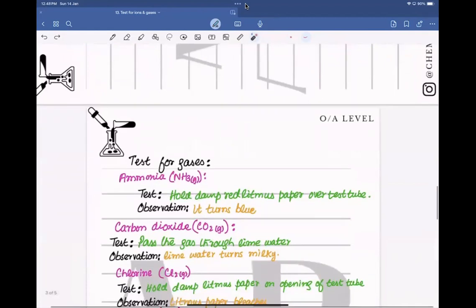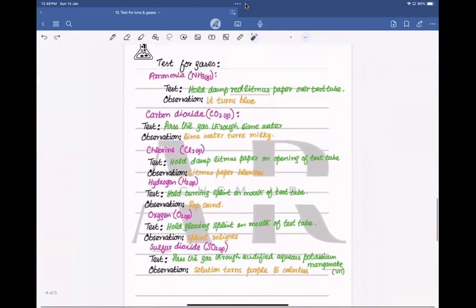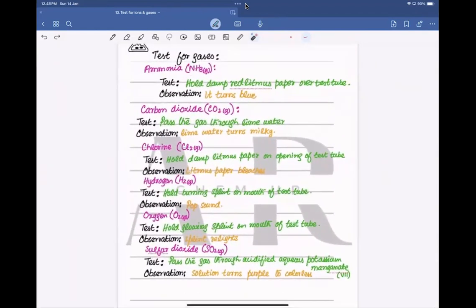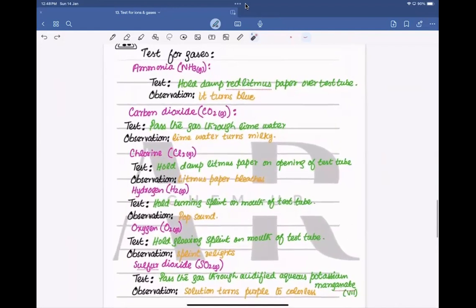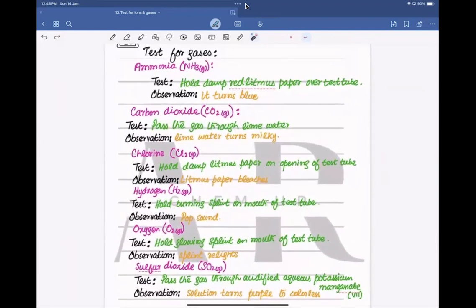Now, these are the tests for gases over here. You have to remember all of these tests. When we have to test for ammonia, we will hold damp red litmus paper over the mouth of the test tube, and the damp red litmus paper turns blue. This will be the observation.